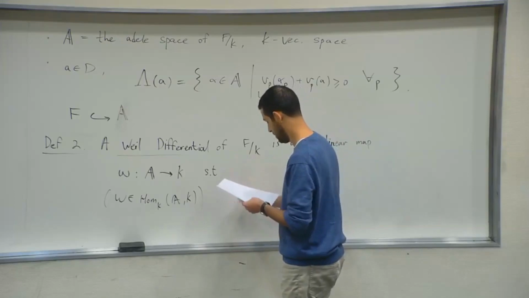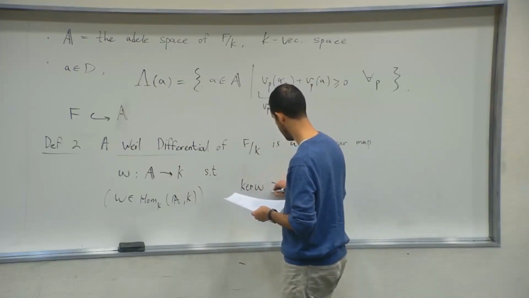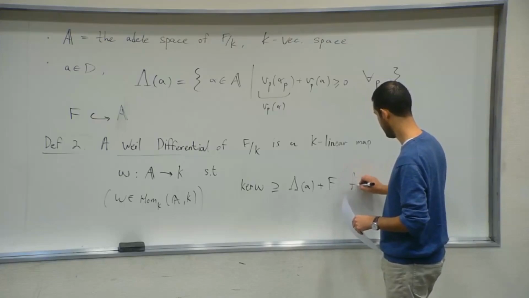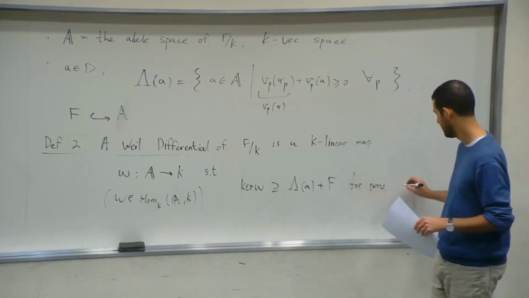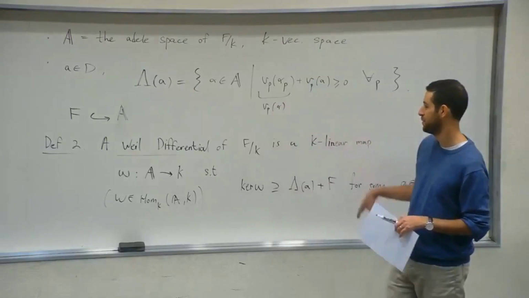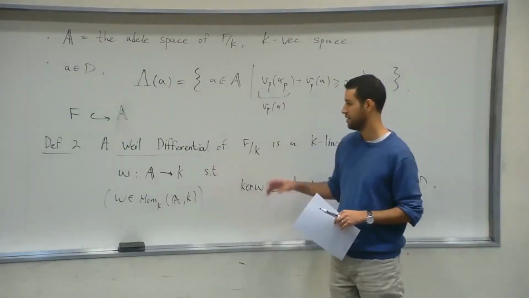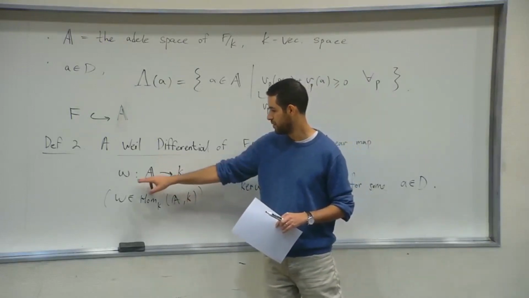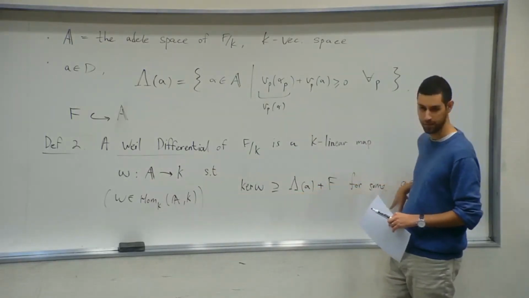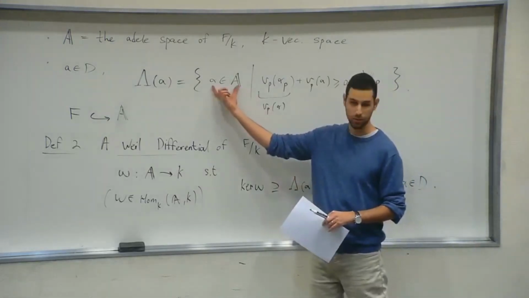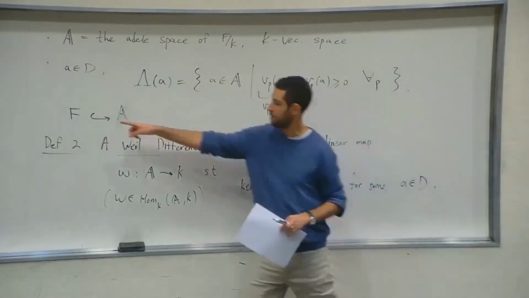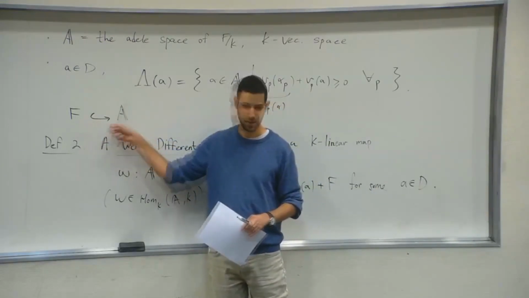The kernel contains some space of this form. So how do you call the Lambda space? Is there a name? I don't know, there's no name that I'm aware of. So it's the Lambda space of A, and the Weil differential is just a linear function from A to K such that it vanishes on some space of this form, Lambda(A) plus F for some A. So Lambda is a subset of Adeles, and F, what do we mean that it vanishes on F? When we think of F as embedded in A, by this embedding.